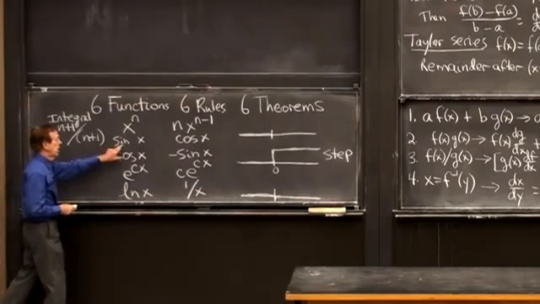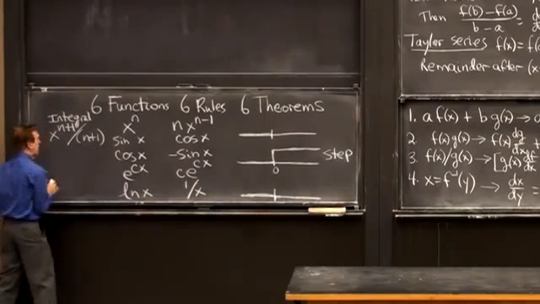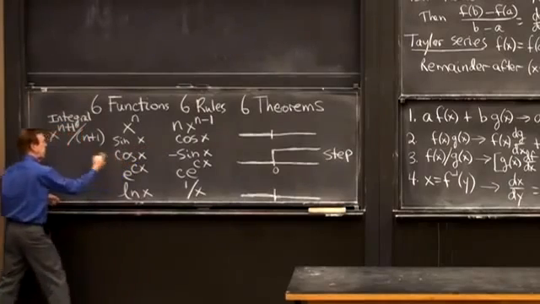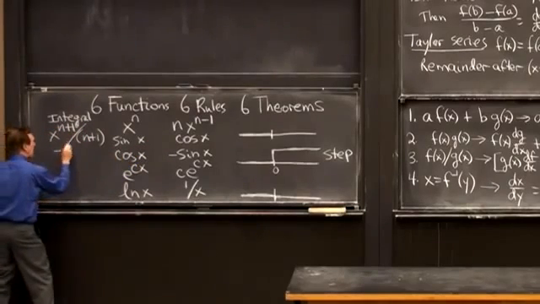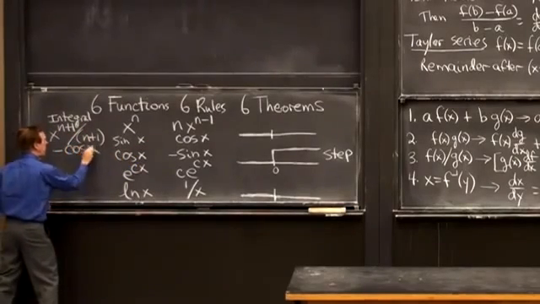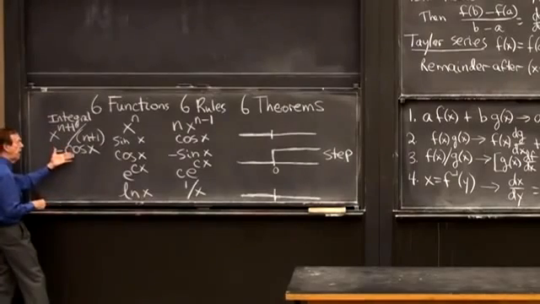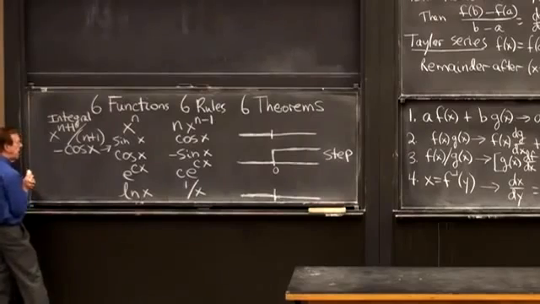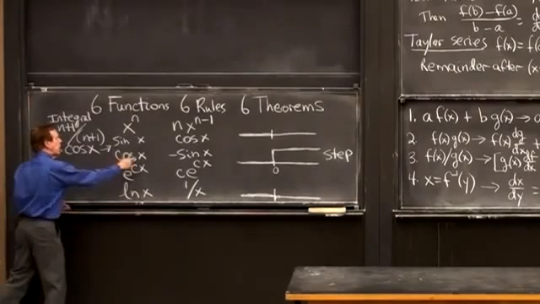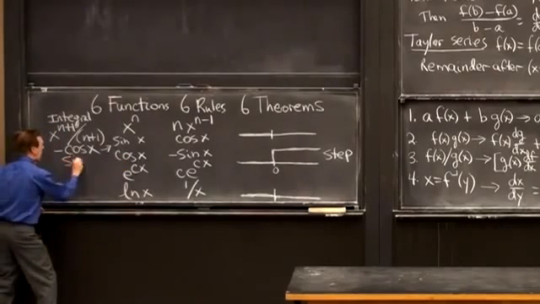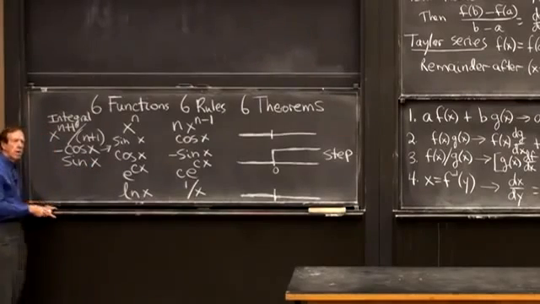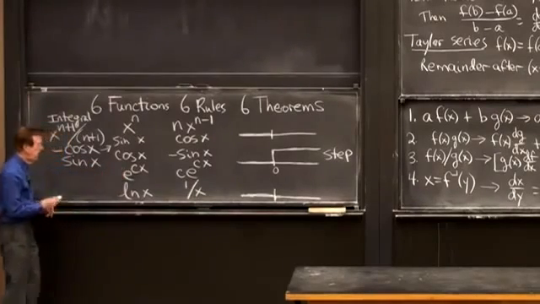The function that comes before sine x, it was cos x in that direction. In this direction, we need minus cos x, because the derivative of minus cos x is plus sine x. But for this guy, cosine x, that came from sine x. And what about this one? What function has this derivative?